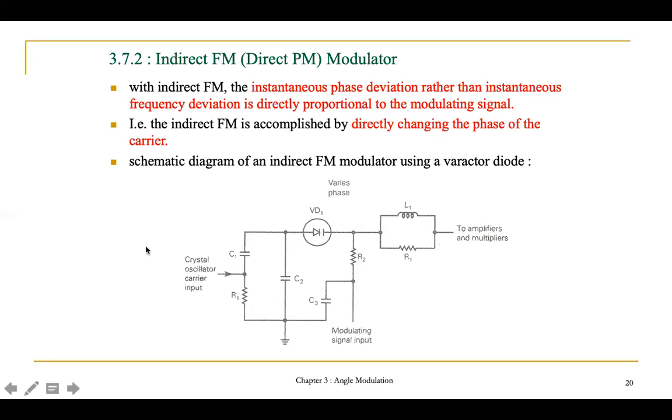So this is the schematic diagram of an indirect FM modulator using a varactor diode. You have your modulating signal input here, and you have a crystal oscillator carrier input, and this is your output. Remember the concept of modulation: you have two inputs, the modulating signal and the carrier signal, and this is the output.